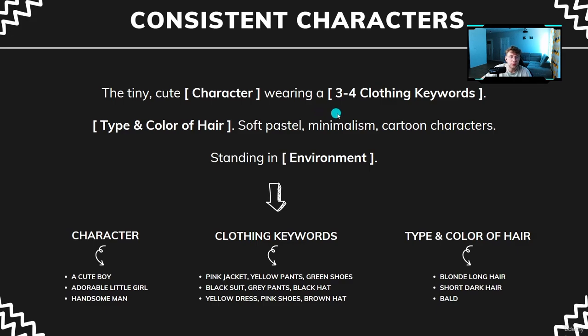Then we've got wearing a free-for clothing keywords, so you can type pink jacket, yellow pants, green shoes, for example black suit, grey pants or a black hat, and so on. Just provide the clothing keywords, because it's very important that our character has the same clothes in all of the scenes in the children's book. It doesn't make any sense to have different clothes for the character in each scene. Otherwise, it will not be as consistent as it should be and relevant to all of the scenes. So provide this one keyword there.